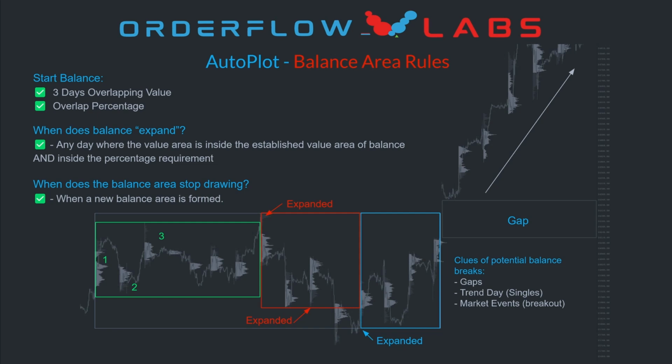One of them would be a gap, as you see in this picture. The other would be trend days that have single prints that get us into a breakout. Or we could also have market events that take us into a breakout, so that you have an established balance area, you're trading, and then you have some type of market event that breaks you out of that balance area. And we go test higher, go into price discovery mode. And those days are often going to have single prints as well.